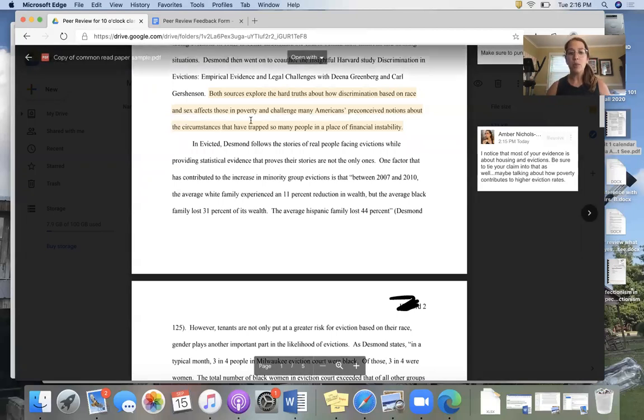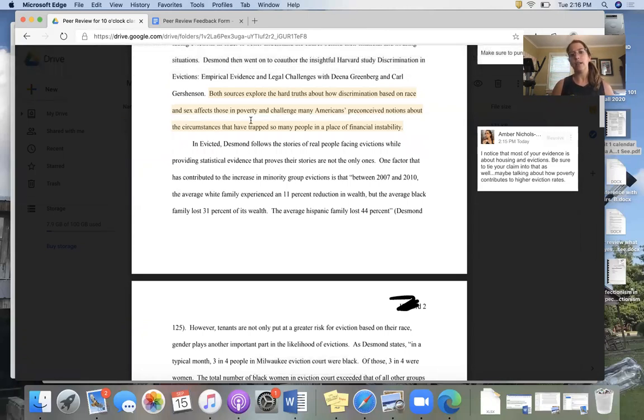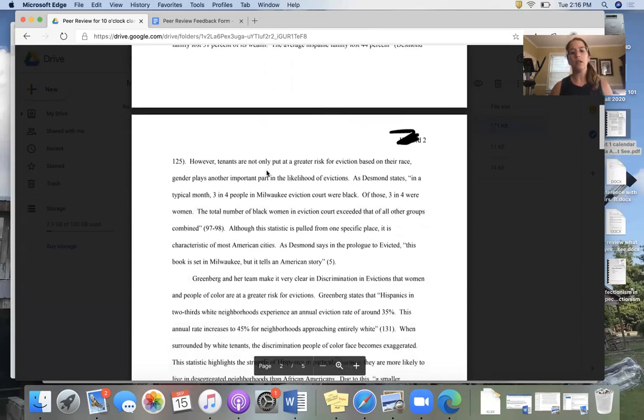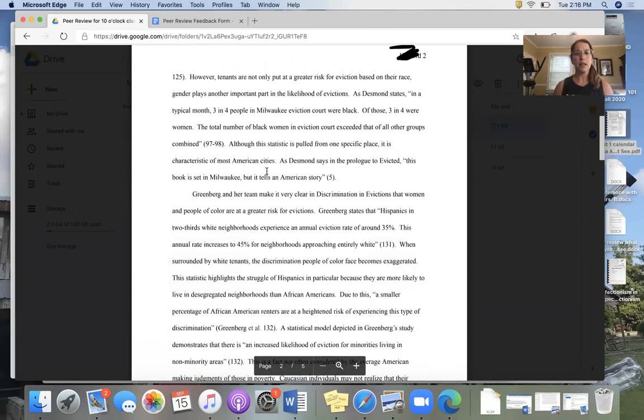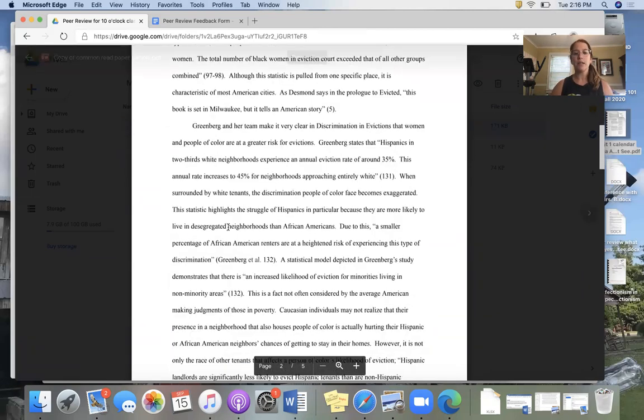They may have started the paper thinking, I'm really just going to look at poverty and how it is exacerbated by some of the systemic racism and sexism that exists in the country. That's fine. But as the paper started going, you got more interested in housing and evictions and how that has a higher impact on people of color or women or whatever. So that would need to be made clear.